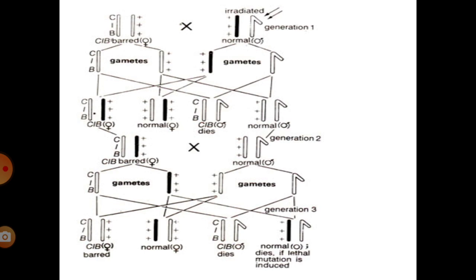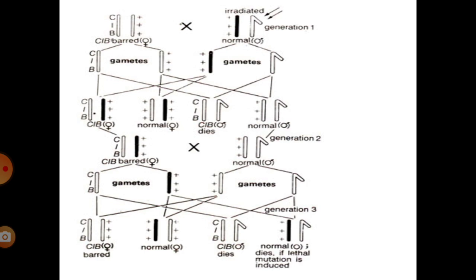Please understand, I repeat, when CIB females of the F1 generation are crossed to a normal male, the F2 generation will comprise only females. There would be a total absence of males. This is because 50% of the males will die due to the CIB X chromosome and the other 50% of the males will also die if they have received the X chromosome that came from the grandfather who was exposed to X-rays and therefore had a lethal mutation.